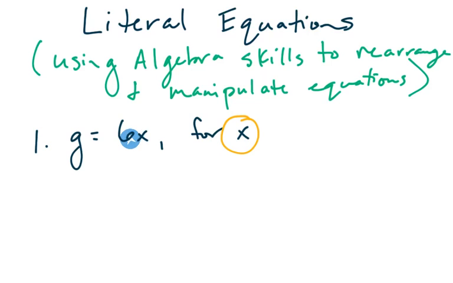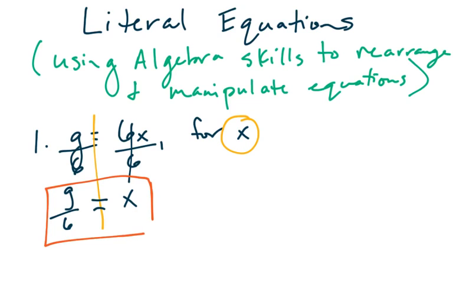And so right now it's being multiplied, so I'm going to do the inverse or opposite, and I'm going to divide, just like we've been doing, but we're not going to solve. So divide by 6 on both sides. This becomes just x, and I leave it as G divided by 6. And so this is our final answer. That's it. So this is an equation, but I've rearranged it using algebra skills into an x equals form. Okay?